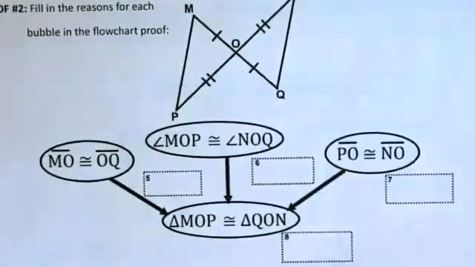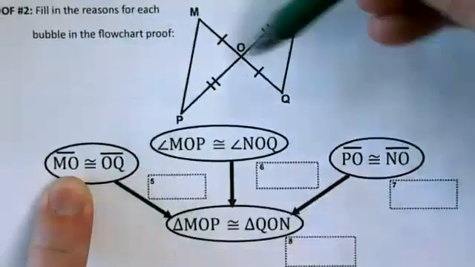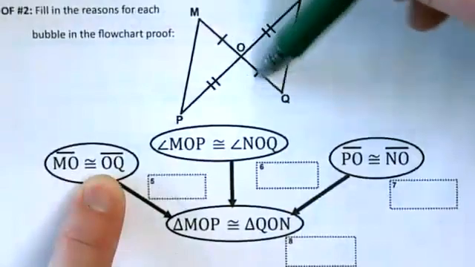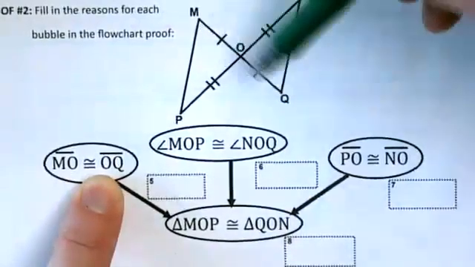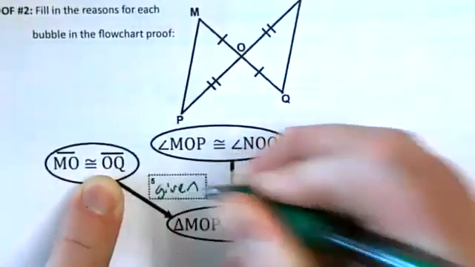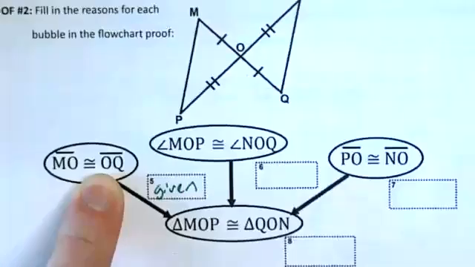I'm going to locate these things here. So MO is this one here, and OQ is this one right here, and we know those are the same because they have tick marks. So our reason is given. It was told to us. It was shown by the picture.